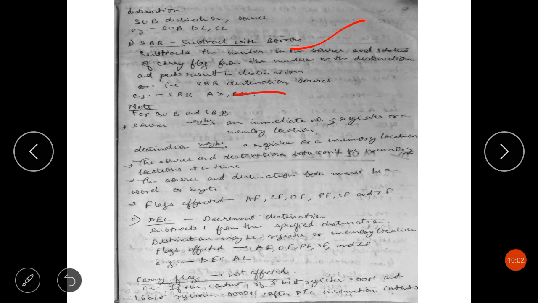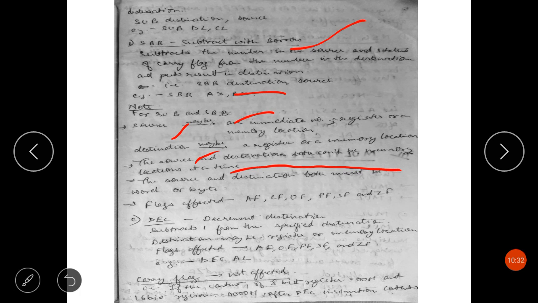Again, for the SUB and SBB instructions, the source can be an immediate number, a register, or a memory location. Destination can be a register or memory location, and source and destination cannot be memory locations at the same time. And one more thing, source and destination should be either word at the same time or byte at the same time, and flags affected, all the 6 flags will get affected.